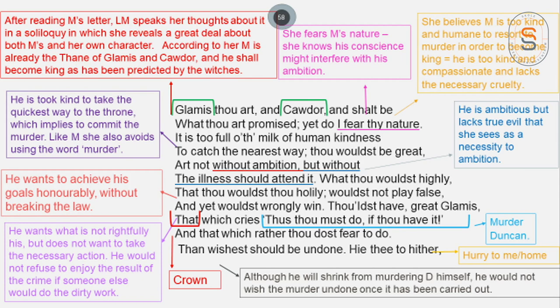And this is where she says, "Yet do I fear thy nature is too full of the milk of human kindness." So now she says he is too kind and humane to resort to murder in order to become king. He's too kind and compassionate and lacks the necessary cruelty. She says, you're not without ambition, but you lack the true evil that is needed to perform this deed.